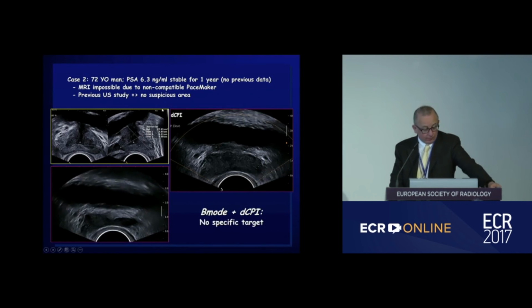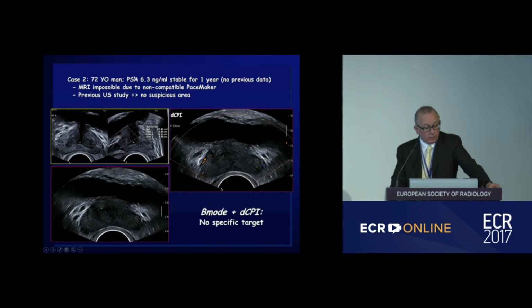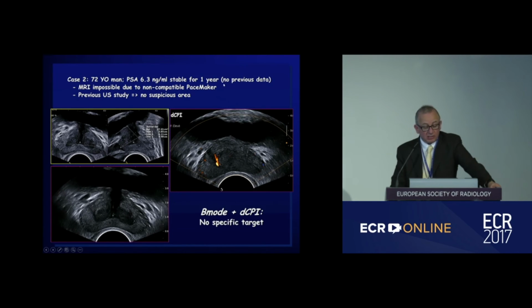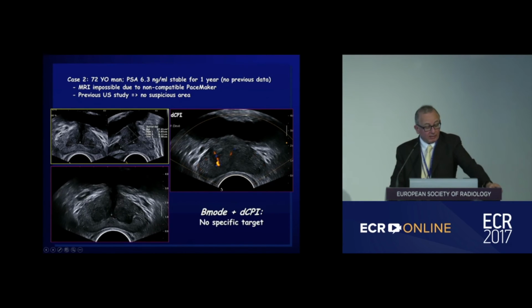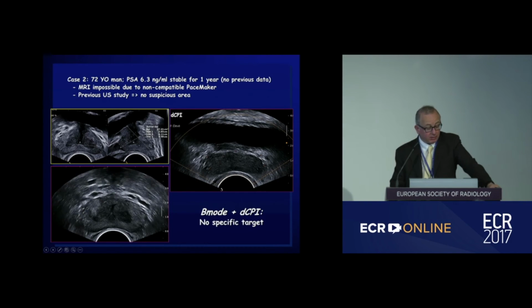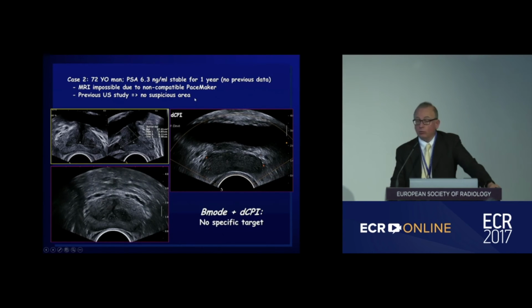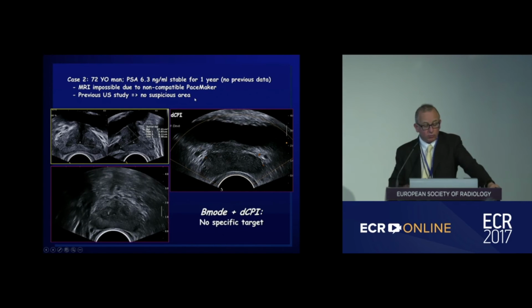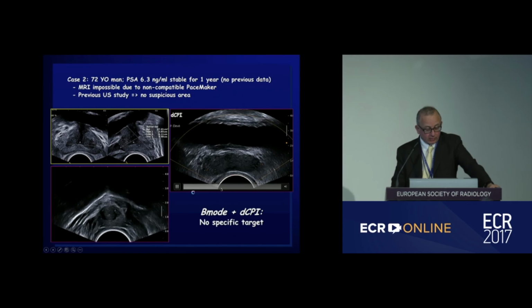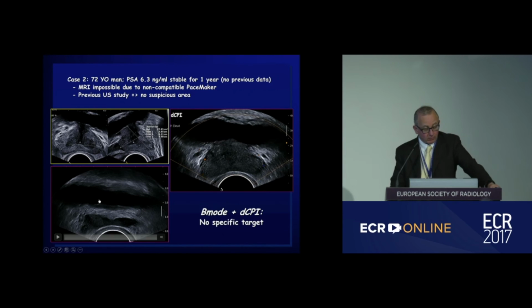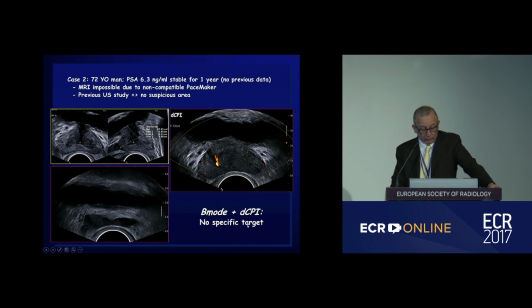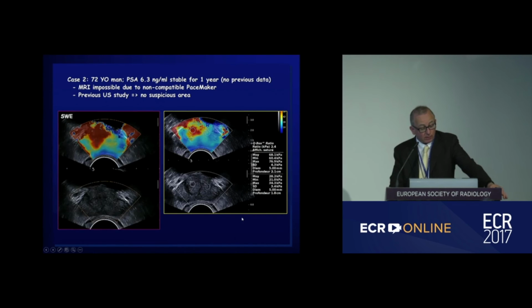In this other man, the PSA was just slightly abnormal, stable, no previous data. MRI was impossible due to a non-compatible pacemaker. The previous ultrasound study showed no suspicious area. And even my own ultrasound didn't see anything wrong, both with B mode and directional color power imaging. No specific target, no specific abnormality.